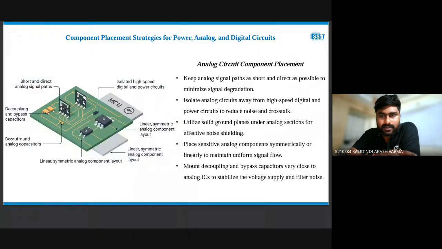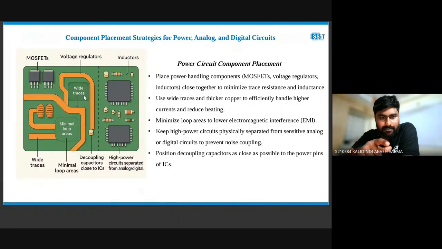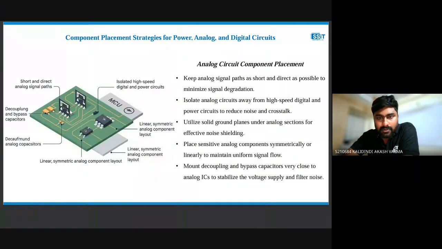Coming to analog circuitry components, we need to keep all analog signal paths as short as possible, because analog signals are continuous in nature. In the power related components, we are talking about the width of the track, which should be as much as possible. Coming to the analog signals, the length of the track should be minimal, because as the length of the track increases, there will be a chance of signal degradation. So we should keep tracks as short as possible.